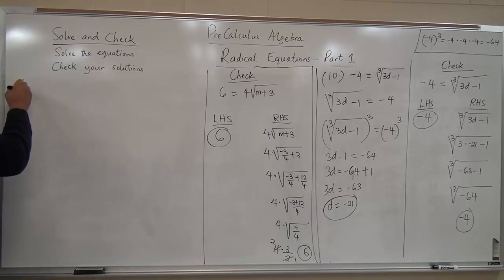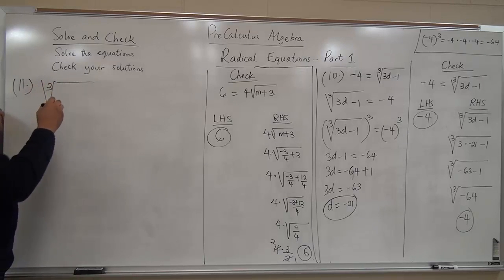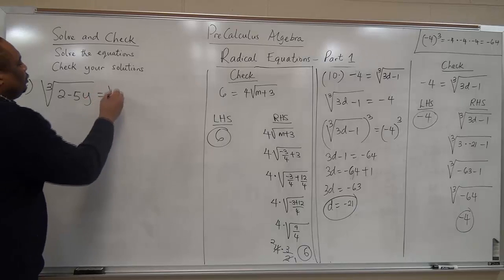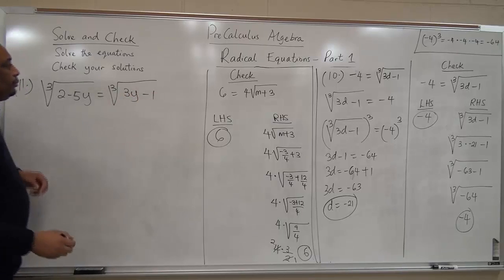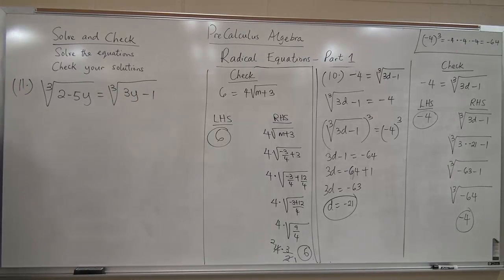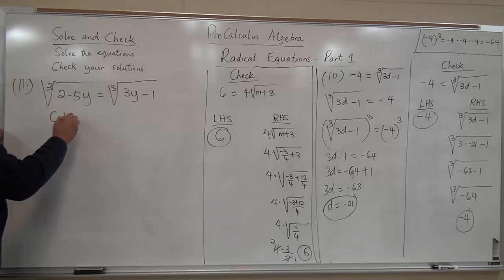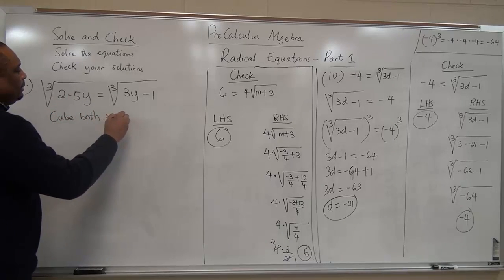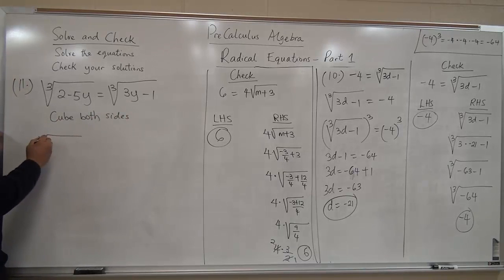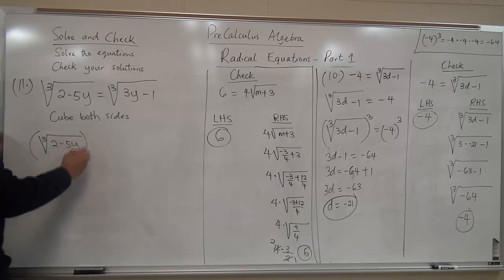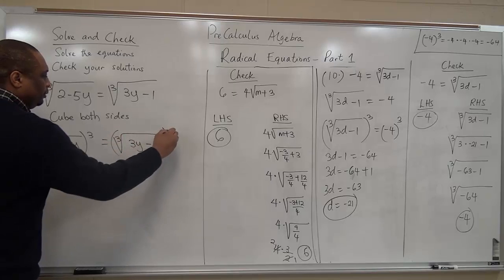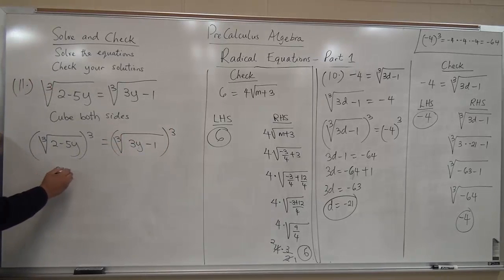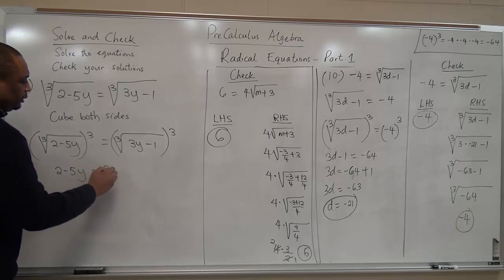Okay, number 11. Cube root of 2 minus 5y equal to cube root of 3y minus 1. Alright, so of course you cube both sides as usual. This really makes it easy for us. Cube root of 2 minus 5y all cubed equal to cube root of 3y minus 1 all cubed. So we now have that 2 minus 5y equal to 3y minus 1.